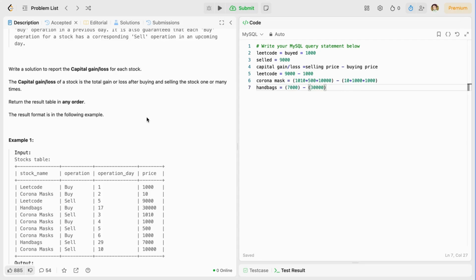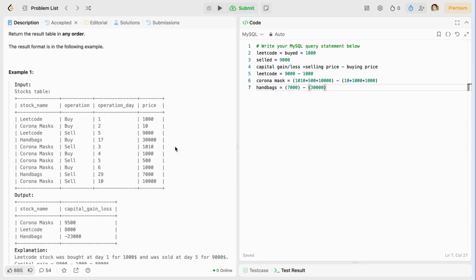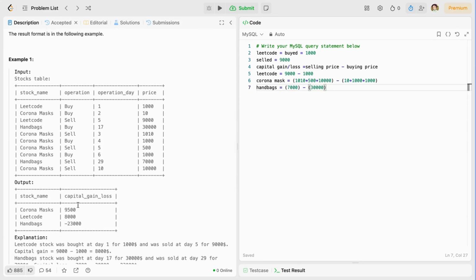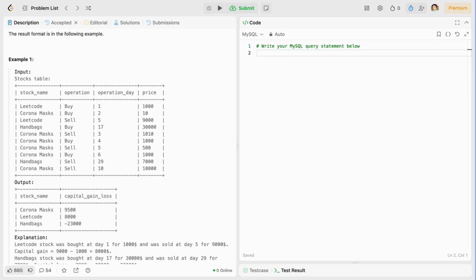And how are we going to do this? So after doing this calculation, we are going to get these values. Okay, yeah. So how do we write it in the form of code? What exactly we can do is we can group by the stock name. So Leetcode will have all the operations buy and sell and their respective price and their respective operation day. Same goes for Corona Mask and Handbags.